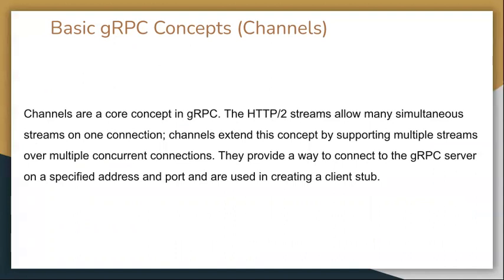The channel extends this concept of supporting multiple streams over multiple concurrent connections, and provides a way to connect to the gRPC server on a specified address and port, which are used in creating the client stub. So basically, these are the major concepts of gRPC which you should know, and these are the ones which make it faster, because of the multiplexing, because of the simultaneous asynchronous communication, and because of the binary communication. Everything is also secure, and you are able to achieve more communication over less CPU. So these all make gRPC great to use.